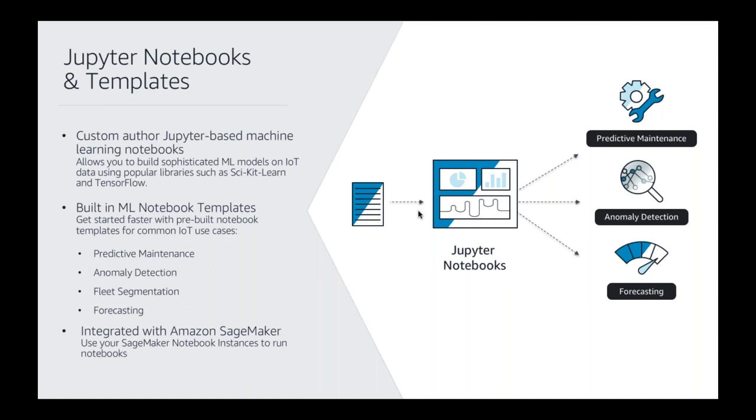Once you do that, it will use SageMaker to either use an existing notebook if you have one provisioned already, or you can create a new notebook directly from the IoT Analytics console. And these are some of the templates we provide from a notebook's perspective for predictive maintenance, anomaly detection, forecasting, or you can build your own if you want, or bring your own as well.